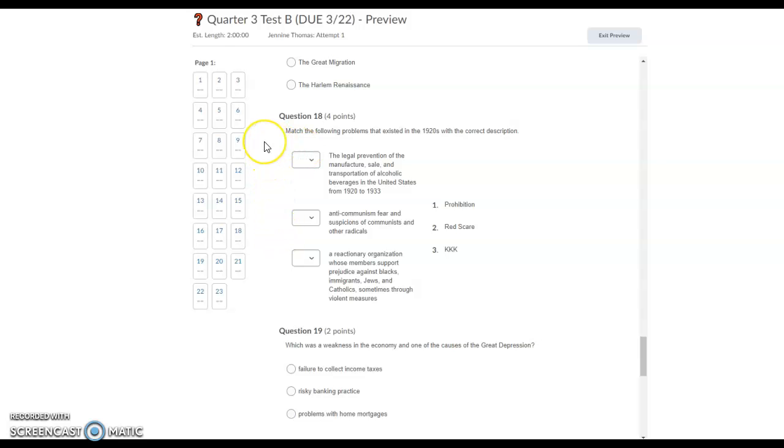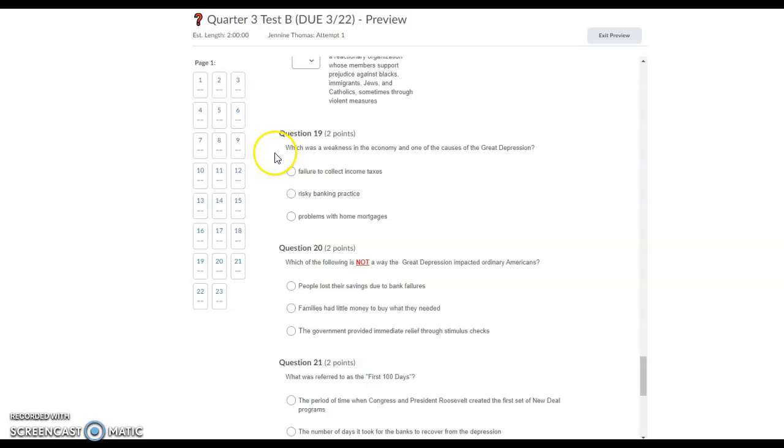Question 18, match the following problems that existed in the 1920s with the correct description. The options are Prohibition, Red Scare, or KKK. The descriptions or definitions are the legal prevention of the manufacture, sale, and transport of alcoholic beverages in the United States from 1920 to 1933, anti-communism fear and suspicions of communists and other radicals, a reactionary organization whose members support prejudice against Blacks, immigrants, Jews, and Catholics, sometimes through violent measures.